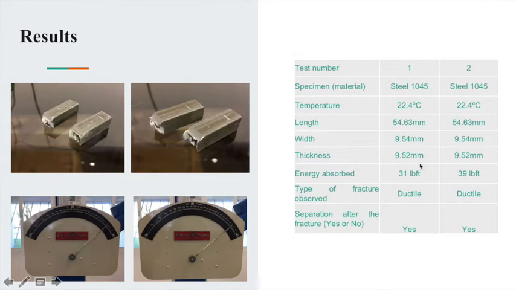Here are the measurements. The energy absorbed on the first one was 31, and the second one was 39 pounds-feet. This is the 39, and this is the 31. They both had ductile fracture, and they had separation after the impact.